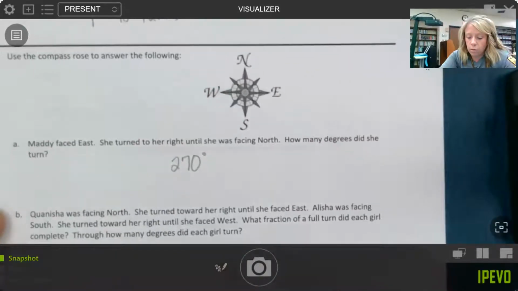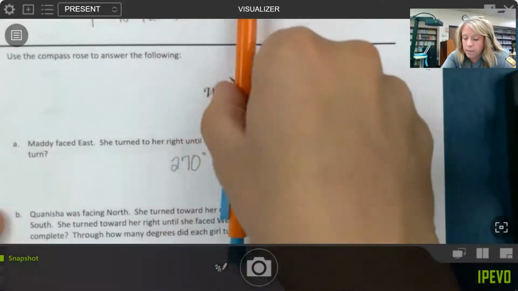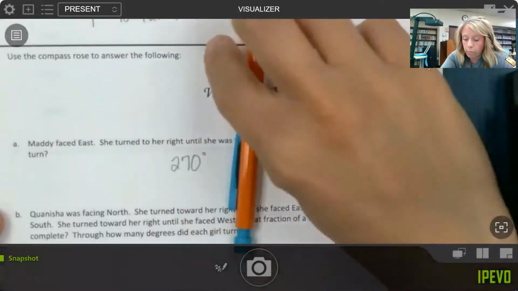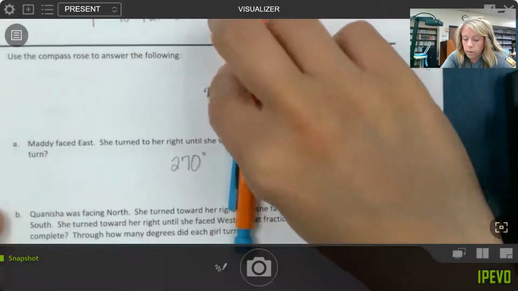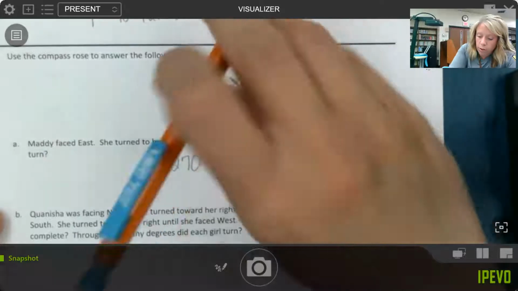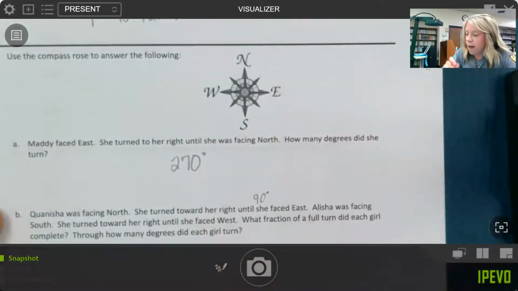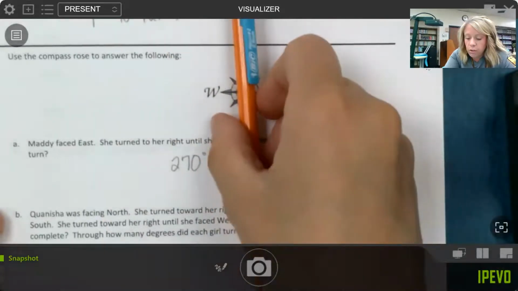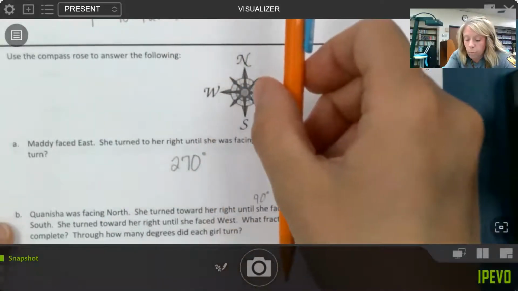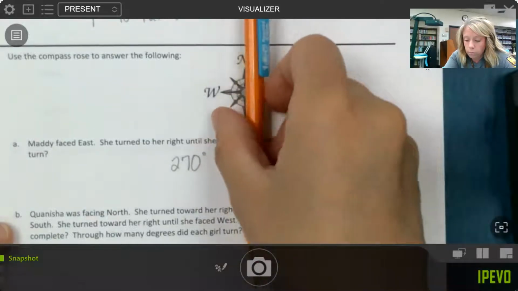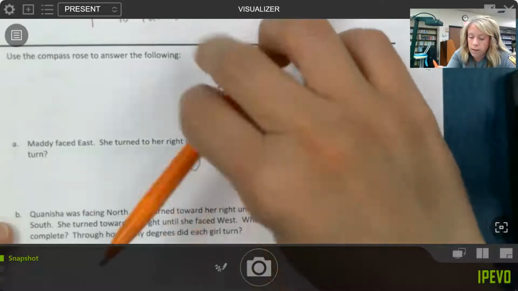Quanisha was facing north. She turned toward her right until she faced east. Facing east. Okay, so she turned 90 degrees. Alicia was facing south. She turned toward her right until she faced west. The right west, so that's 90 degrees also.